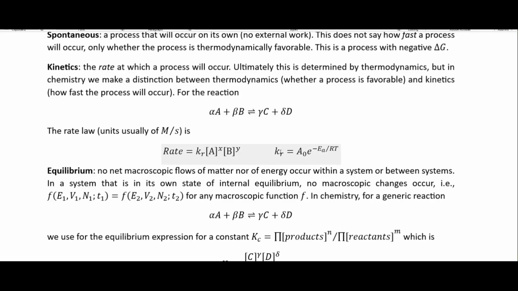And then this K sub R here, which is just our rate constant, is going to be calculated using this Arrhenius equation, which we can see is based on the activation energy and the temperature. Then this A sub naught here, which I put the sub naught there to distinguish it from the A in here, so it's not the same thing, is just the pre-exponential factor, which essentially tells us how often particles run into each other with the correct orientation to actually react.